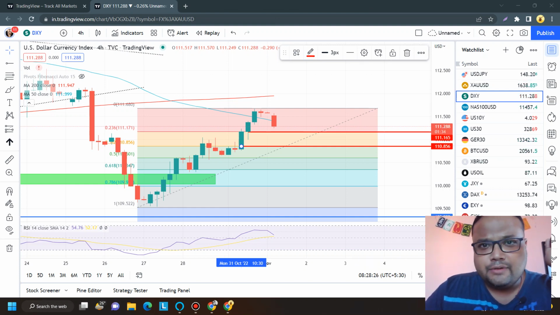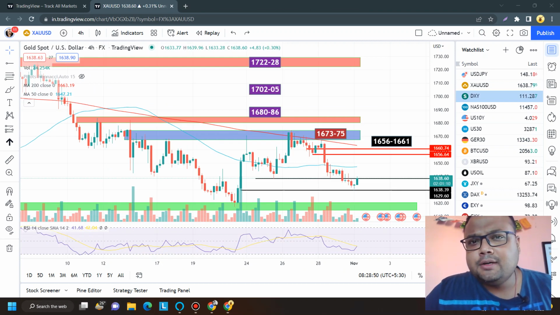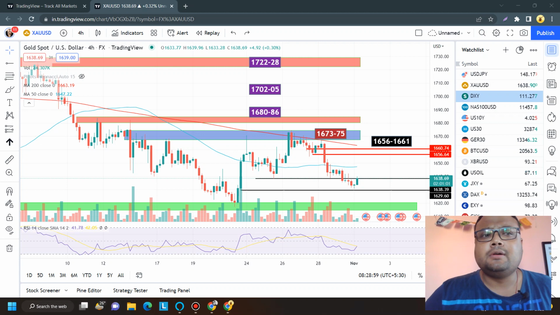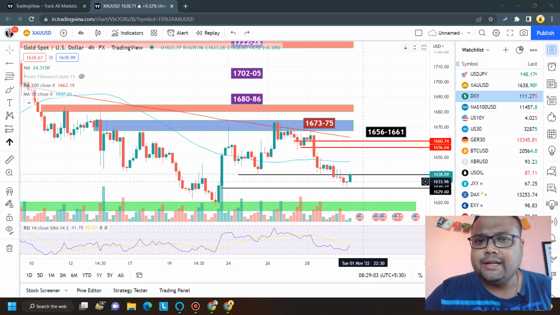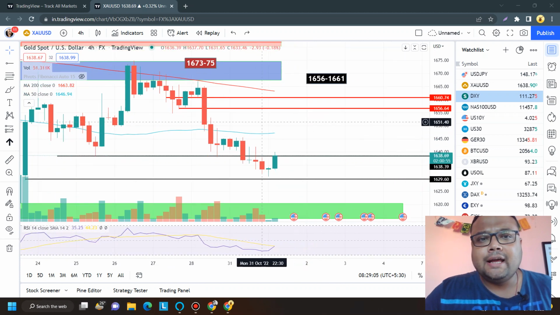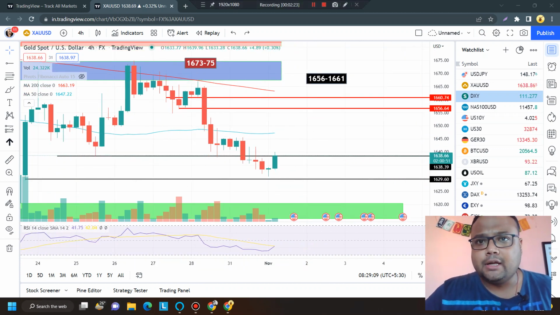Now let's have a look at the chart of gold. Hopefully you all made good profit yesterday because, as per our expectation, market broke the support level and we saw a good amount of movement on the chart of gold. Right now market is trying to recover, showing green candles, but we still cannot deny the fact that sellers are dominating the market right now.